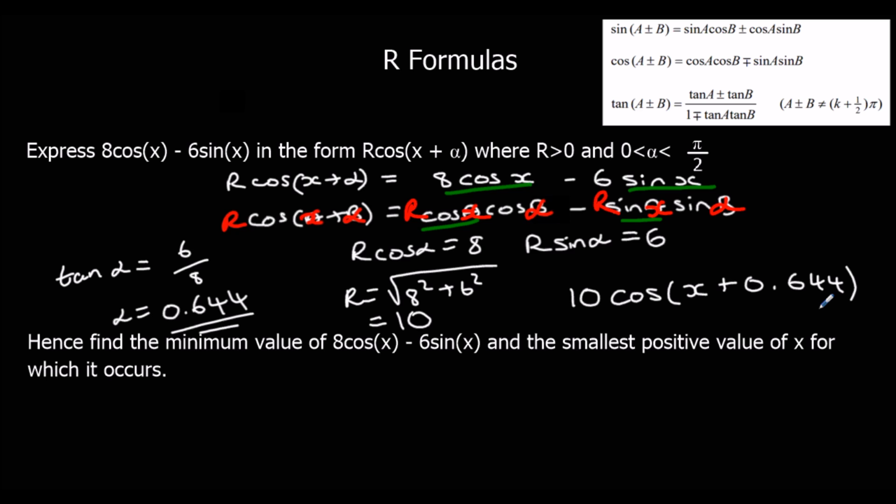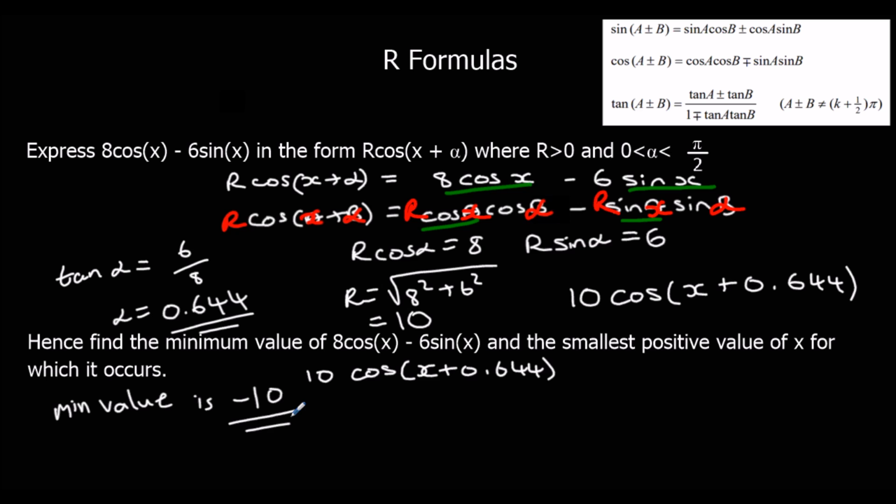Hence, find the minimum value of 8 cos x minus 6 sin x and the smallest positive value for x for which it occurs. So the minimum value of 10 cos x plus 0.644. So usually the minimum value is -1. This is multiplied by 10. So the minimum value is now -10.